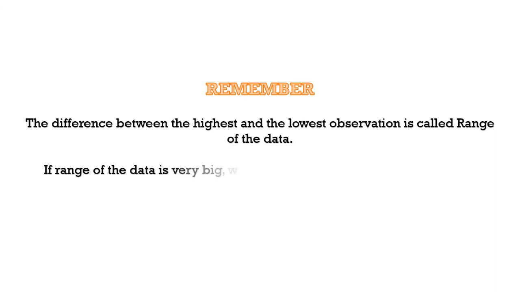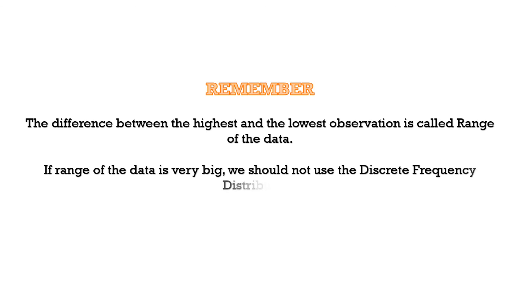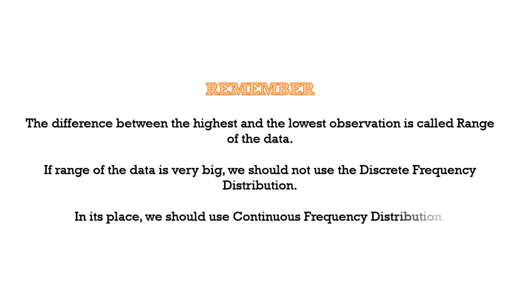If the range of the data is very big, for example, the marks of students out of 100, the maximum will be 100 and minimum will be 0, so the range is 100, and we can't take 0, 1, 2, 3, 4, 5, 6, 7 up to 100 in a single table. So we can't use the discrete frequency distribution when the range of the data is very big, and in that case, in its place, we should use the continuous frequency distribution. In the next tutorial, I will discuss this continuous frequency distribution.